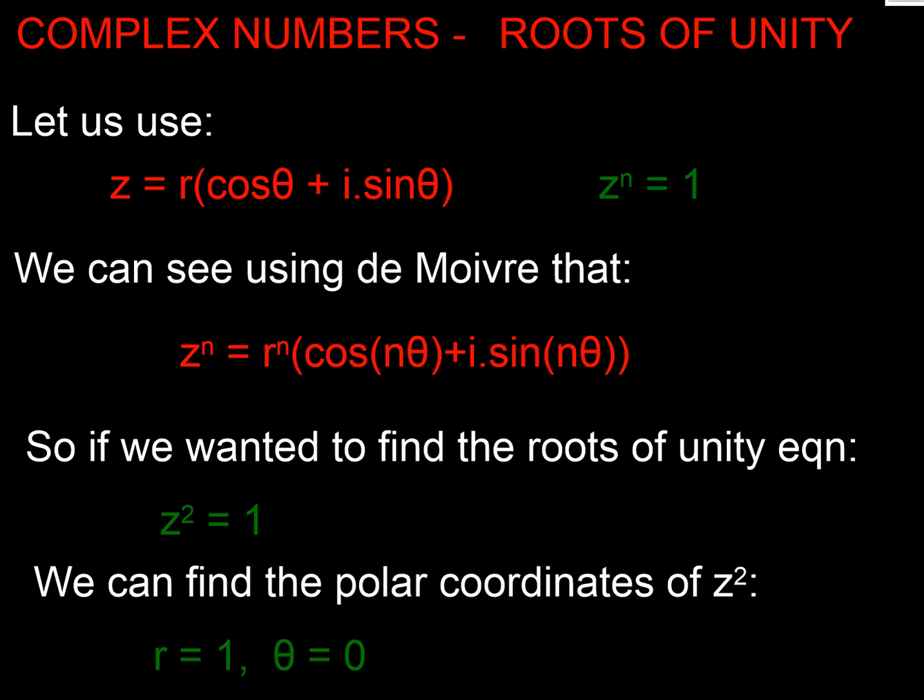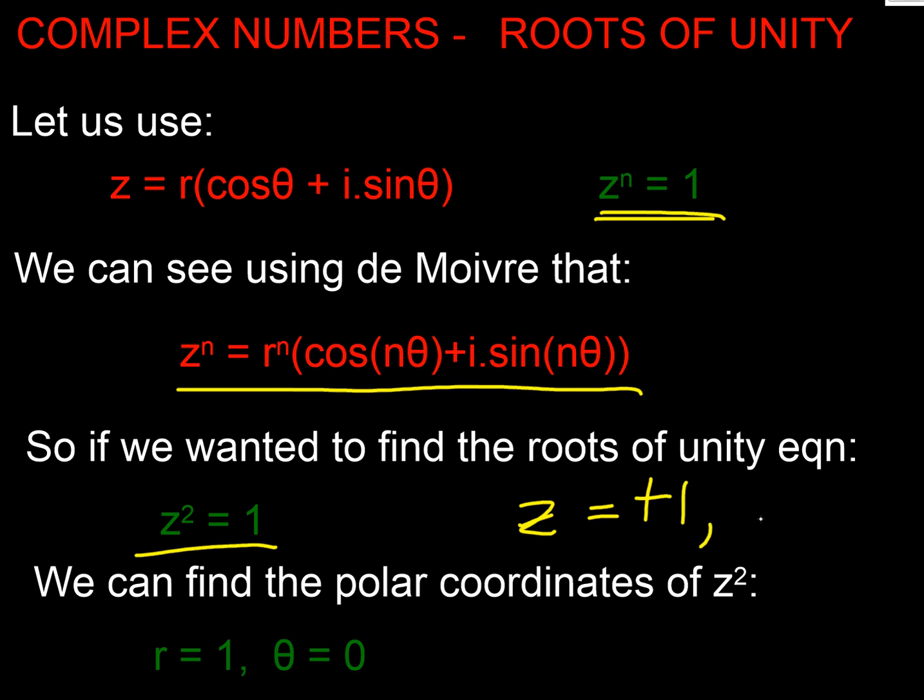Okay, I started by saying that we're going to look first at the roots of unity. Let's find the complex roots where z to the n equals 1. If we're working in real numbers, then in this case we might know that z would equal 1. But actually there are other solutions to this, and we're going to use de Moivre to find those. So let's start with z squared equals 1. We know what the answers to that are: z equals plus 1 and minus 1. Those are our two solutions if we did it just in real numbers.